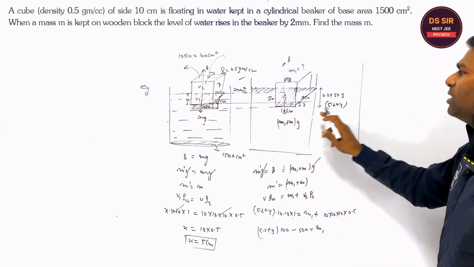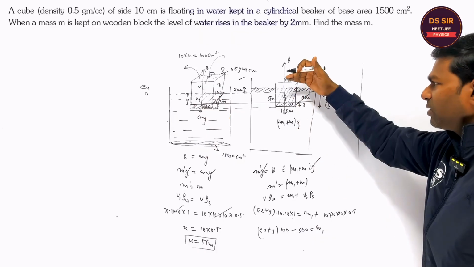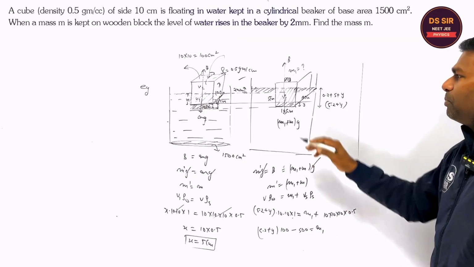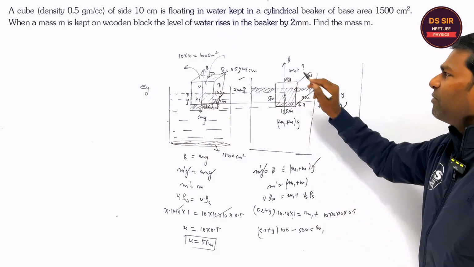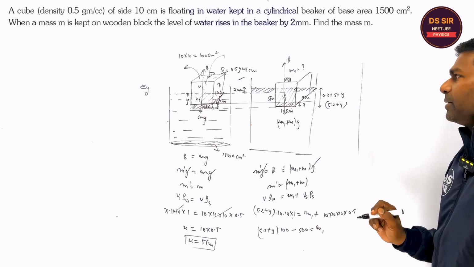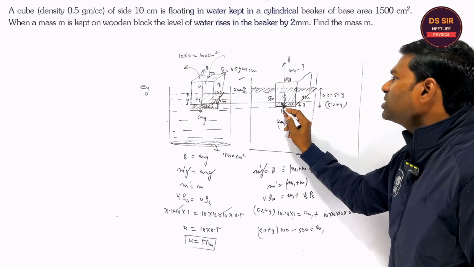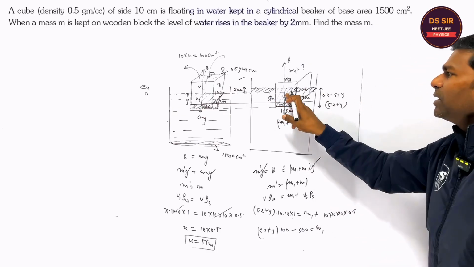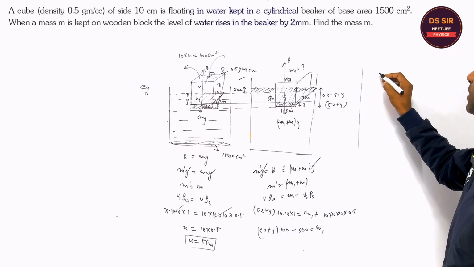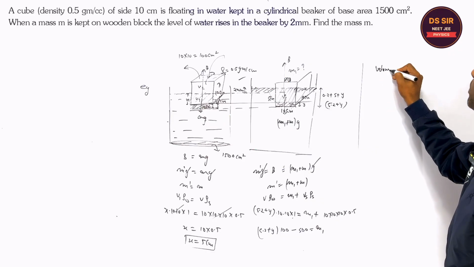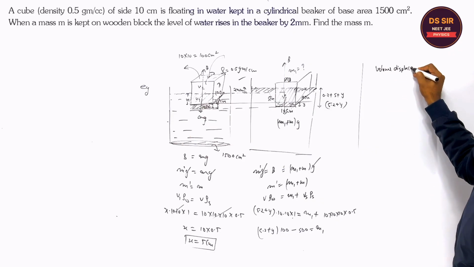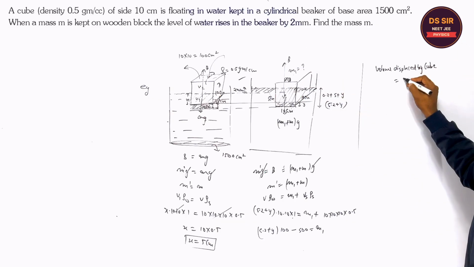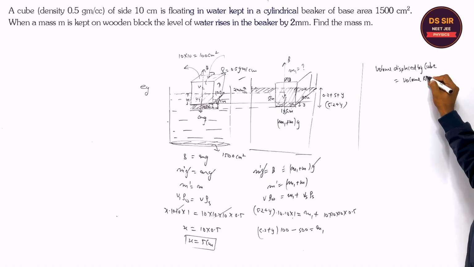To find the y value, which is the displacement of the cube inside the water after placing the m1 mass on this, how to do that? Conservation of volume: this volume comes to this portion only. So what is the volume displaced by the cube? The volume displaced by the cube is equal to the volume raised.